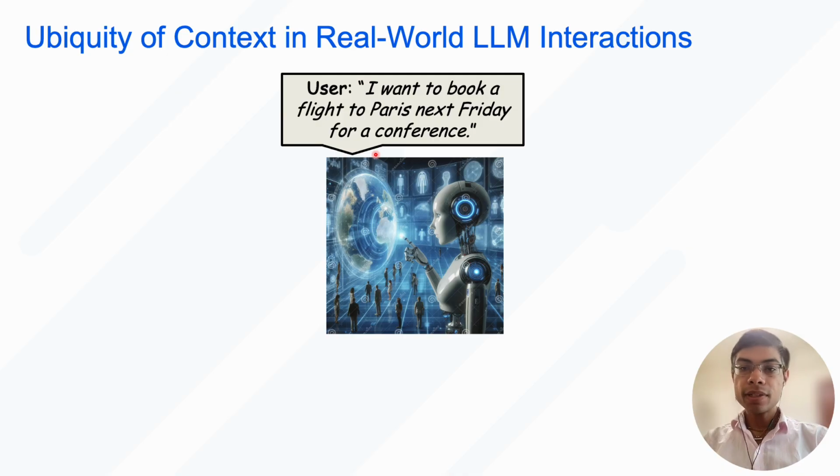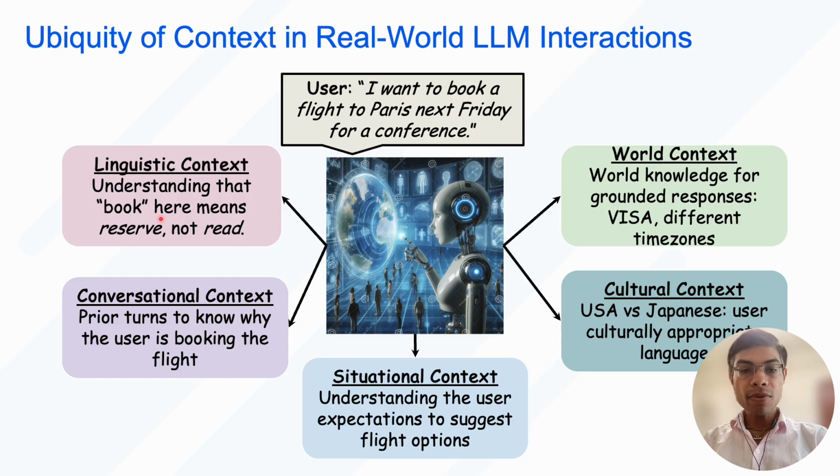Let me draw an example to illustrate why it is important to evaluate an LLM's persona in a context-aware setting. When a user asks, "I want to book a flight for Paris next Friday for a conference," then multiple levels of context are important. For example, book means reserve, not read. Then why is the user booking the flight? What is the user's expectation? In what language should one answer? And what are the visa and different time zone requirements? So all these different layers of context the LLM should consider before answering.